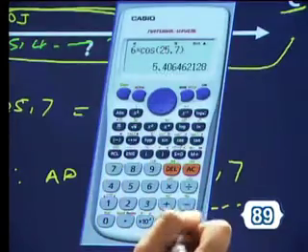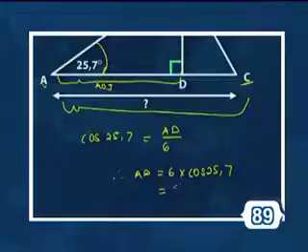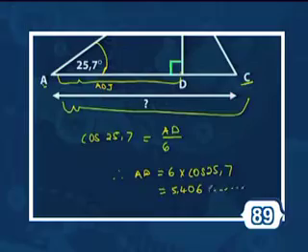And that gives me an answer of 5,406. Once again, we're not going to round this off at this point, because we are going to use it to help us to determine the entire length AC. So we're not going to round off just for the sake of accuracy.